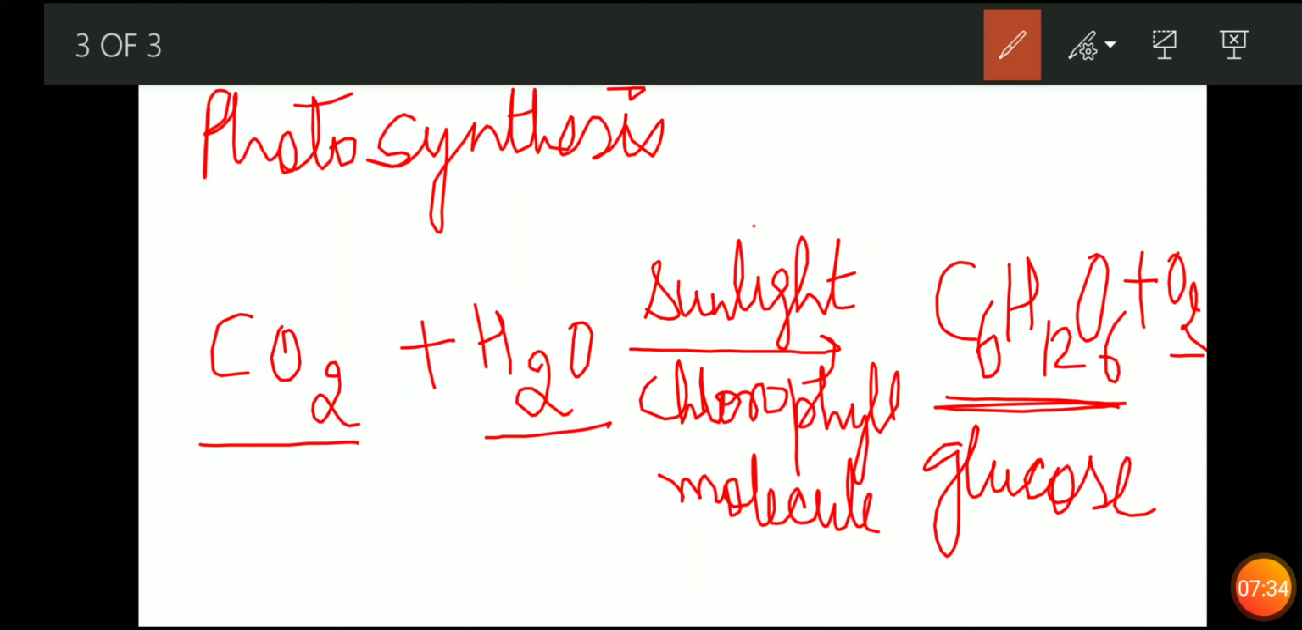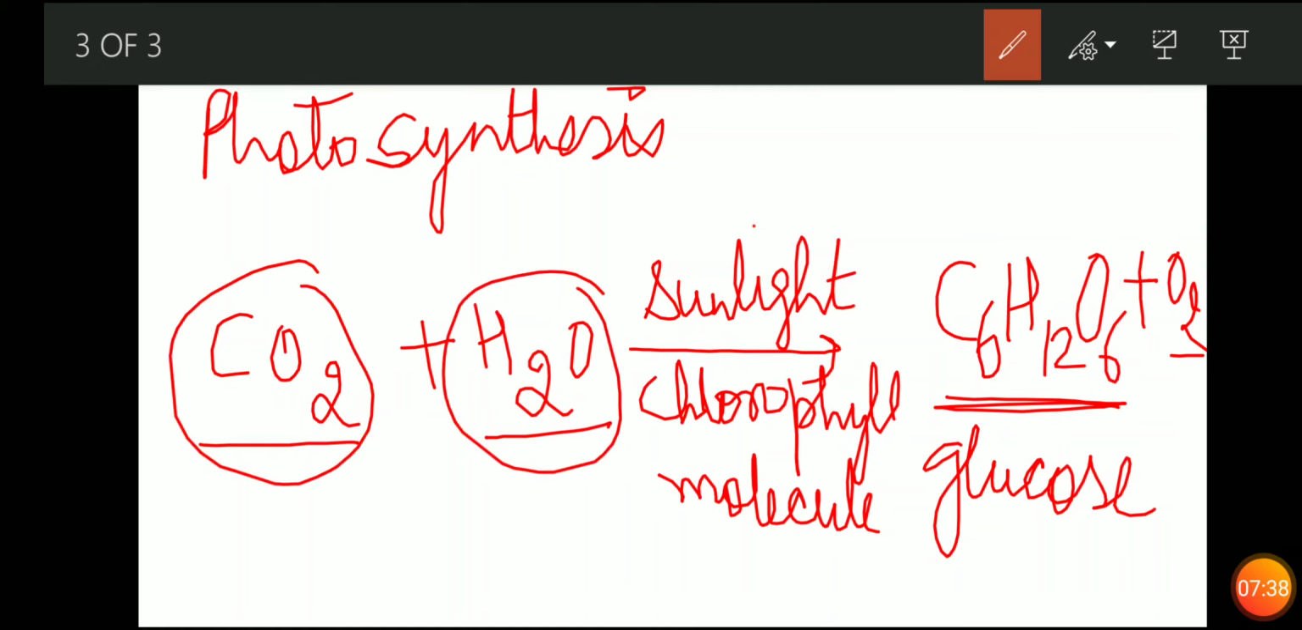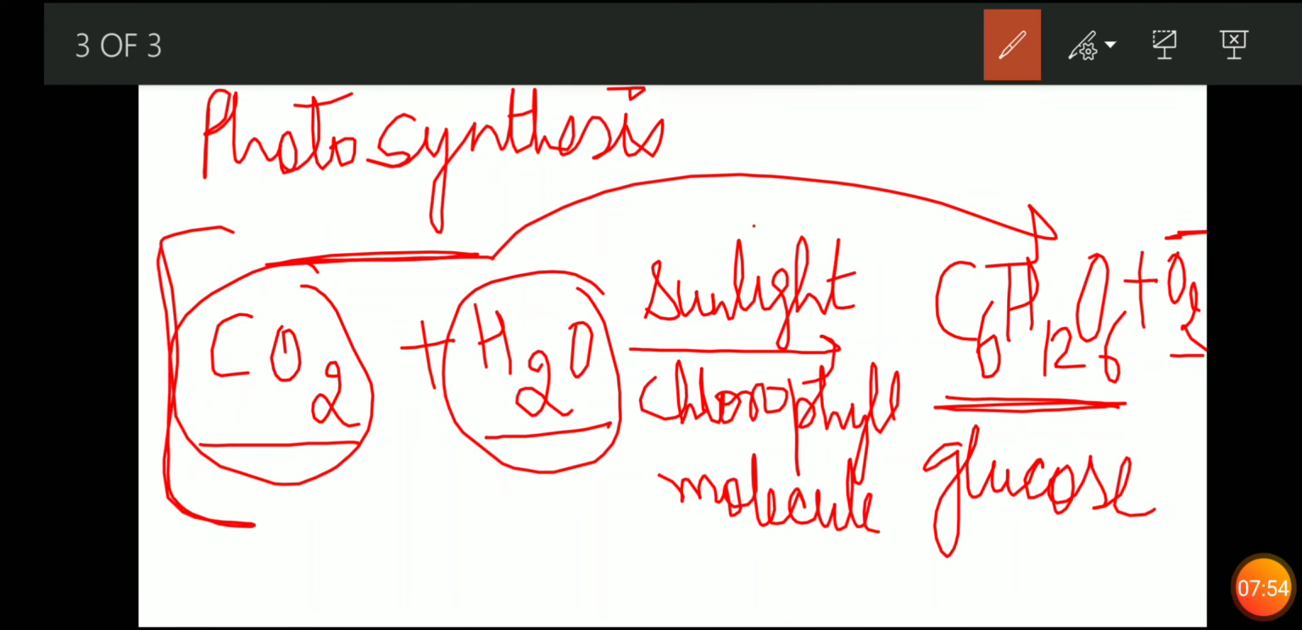Now what is happening is that the CO2 and water are reacting, so they are the reactants, together forming glucose, and oxygen is evolving out. So this is the chemical reaction for photosynthesis. Always write the reaction. This is a reaction that you have to write.